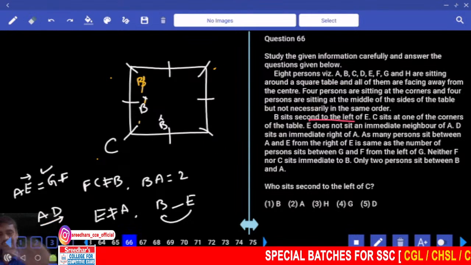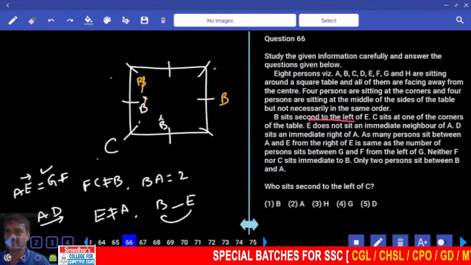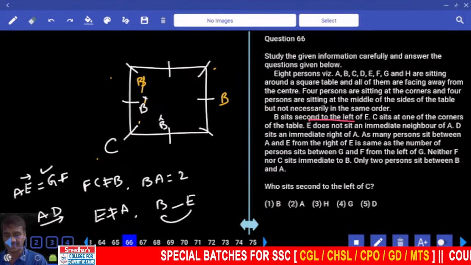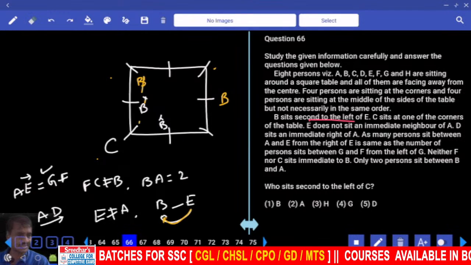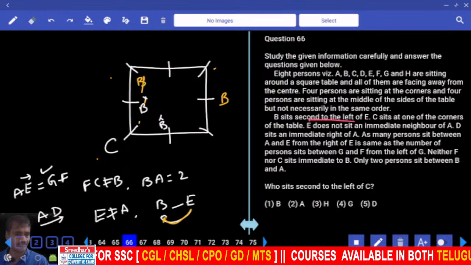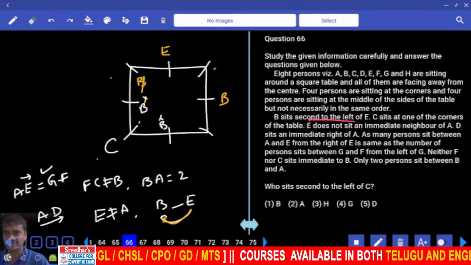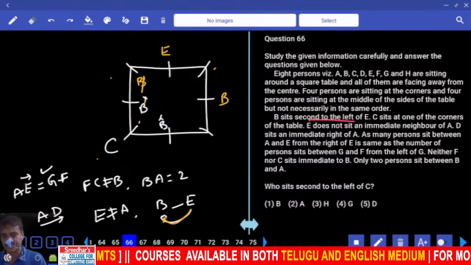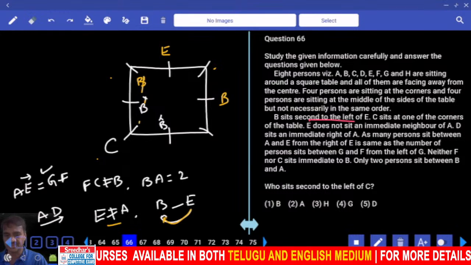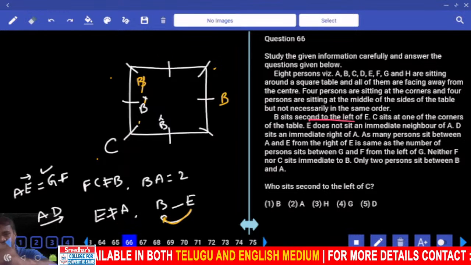Now, what is the next case we have? Can you have B at this place? B is here. Again, B is seated second to the left of E, then E must be here. If E is here, there are two persons between B and A, but A and E are not adjacent to each other. Hence, here also it is not possible.